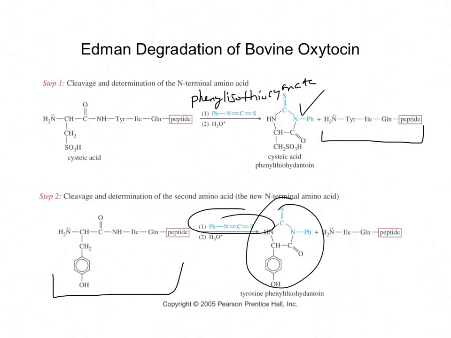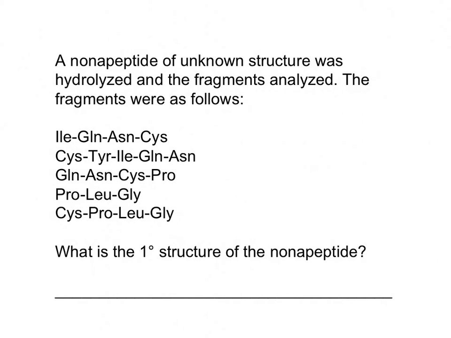Yeah? So the phenyl isothiocyanate will cleave whatever the N-terminus is. Exactly. It rips that N-terminus amino acid off. Just the one, though. And then you analyze it with chromatography. So you get an order.